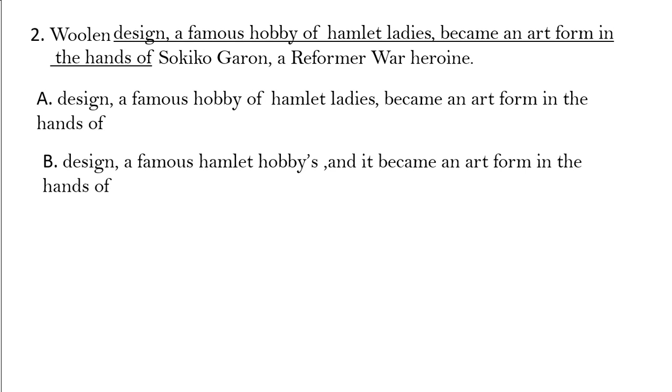We can reserve A. B, designed a famous Hamlet hobbies, and it became an art form. Look at the first part, hobbies. Whenever there is apostrophe plus s, it modifies the next word, and it can be anything, that is not clear. So the first is an incorrect modifier. Second, and it became. Look, it's not a complete clause, and after the clause, again it's a pronoun plus verb. Woolen design should follow subject verb and then comma, then and. So that's called incorrect use of and it. So we can eliminate B.